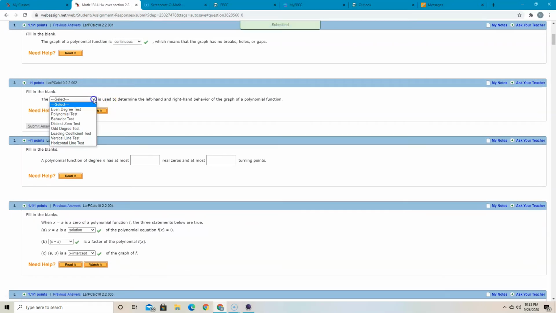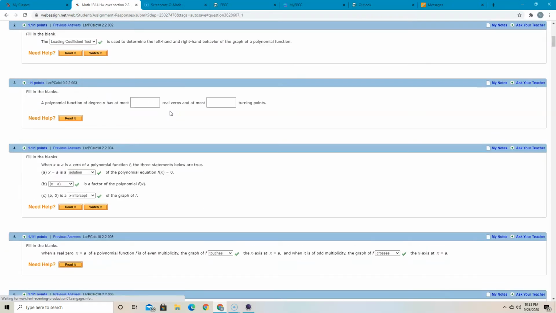And then this should be pretty easy. I kept saying that term over and over. What helps us decide whether left-hand behavior or right-hand behavior is going up or down? Well, there's really two things. You have to know the degree, and then you have to use the leading coefficient test. So, leading coefficient. Well, now there's only one left for you.